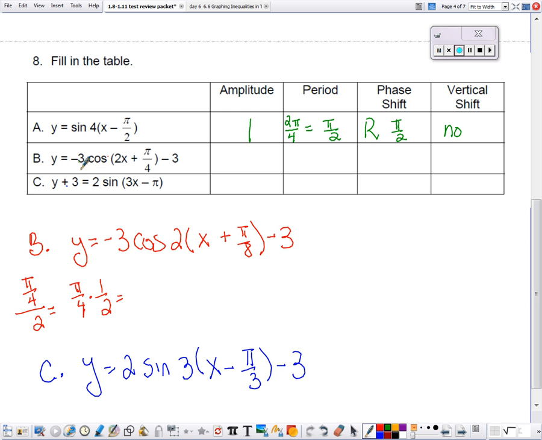For B, I'm going to look down here at my red equation. Amplitude is always positive, so it's just the number, not the negative. My period again is 2 pi over B, the number in the equation, which is pi. This is left pi over 8 and down negative 3, or down 3. Lastly, for C, amplitude is 2, period is 2 pi divided by 3, to the right pi over 3 and down 3 again.